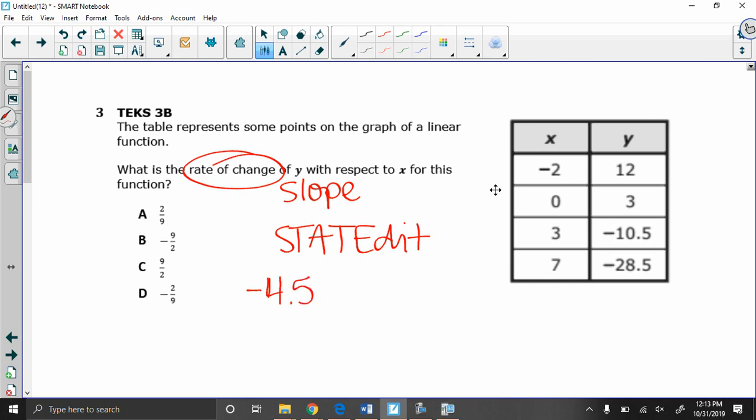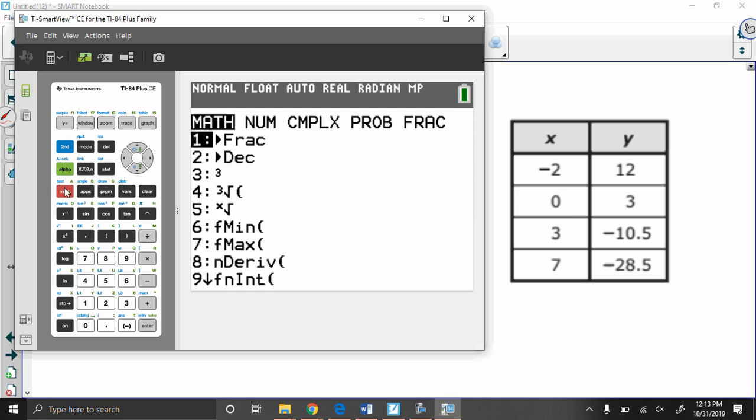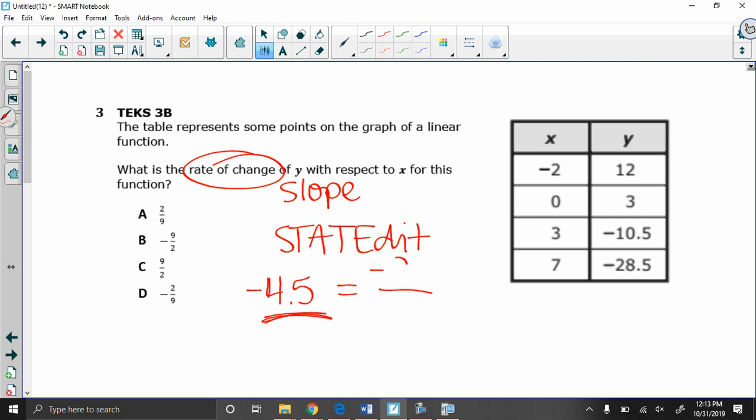But if we look at our answer choices, they're all given to us in fraction form. So I have to take this number and turn it into a fraction. In your calculator, you'll type in -4.5, then math. We want to turn it into a fraction, so press enter 2 times. And we should get the answer of -9/2, which is B.